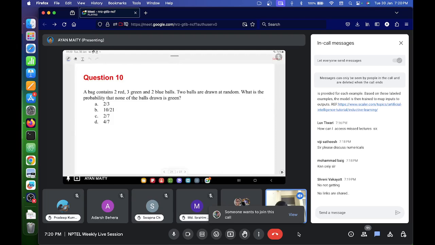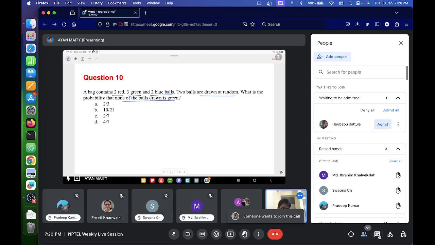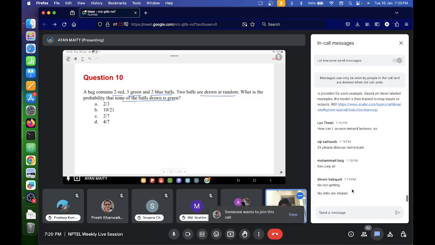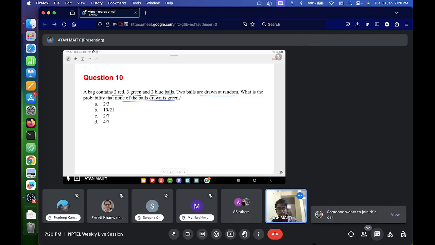Now question 10, this is again on probability. A bag contains 2 red, 3 green and 2 blue balls. Two balls are drawn at random. What is the probability that none of the balls drawn is green? You can write your answers in the chat.